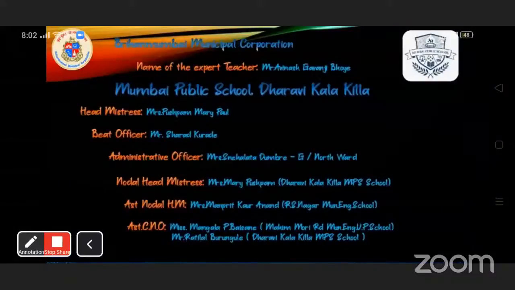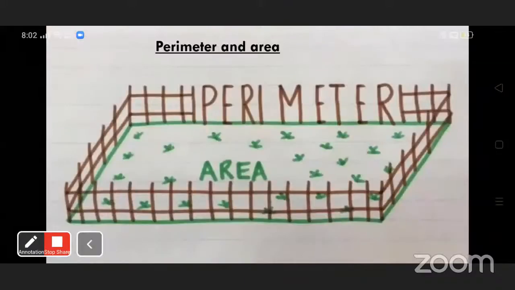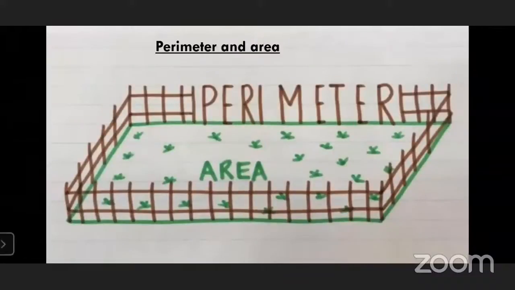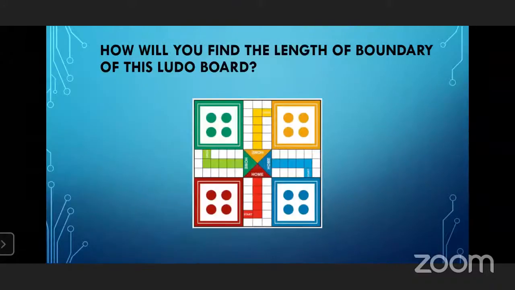So the name of our chapter is perimeter and area. In last lesson, we learned about perimeter. So see here. Can anyone tell me, what is it? Yes, it is a Ludo board.